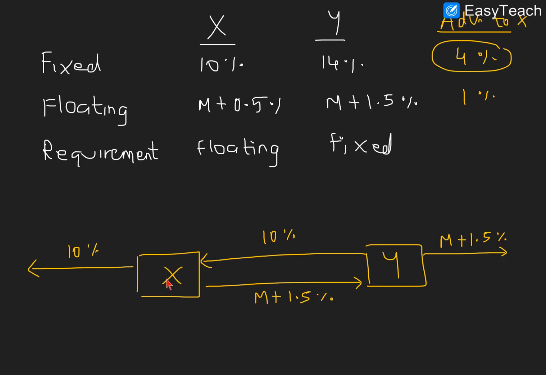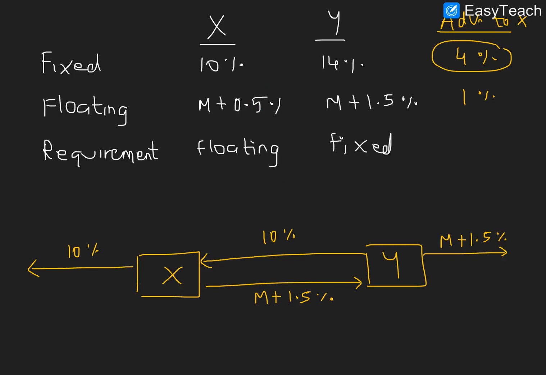Moreover, X is also not going to be happy. X will say to Y that why should I enter into this sort of arrangement with you, because anyways the floating rate for me is MIBOR plus 0.5%. Why should I pay you MIBOR plus 1.5%? So at the very first stage, X will say I'm not ready to pay you MIBOR plus 1.5%, because I would have paid MIBOR plus 0.5%. So X will say I'm not going to pay you this much.